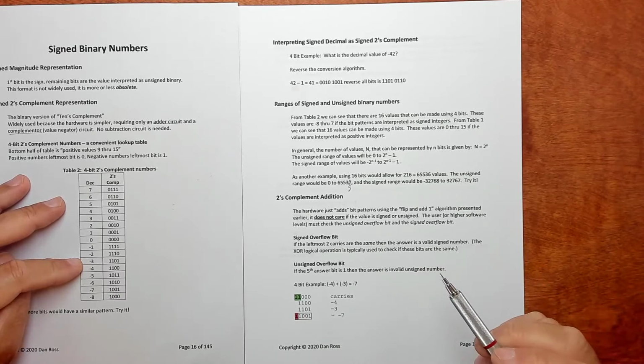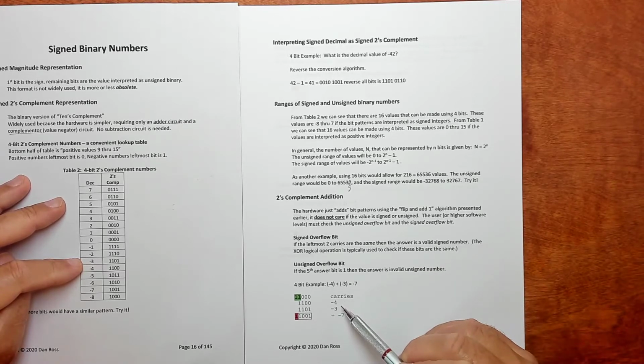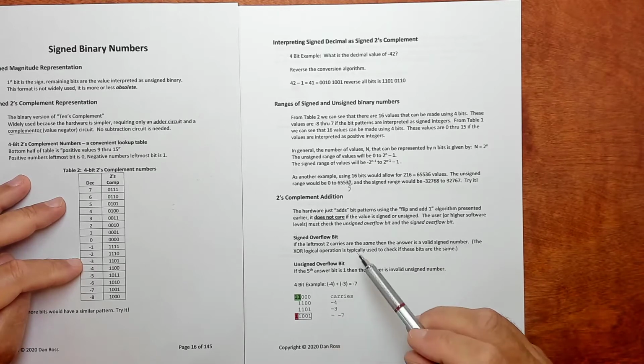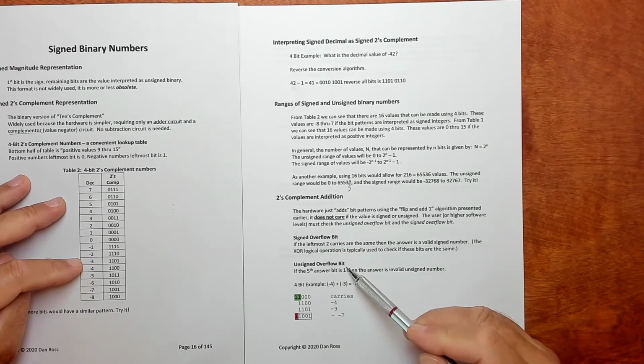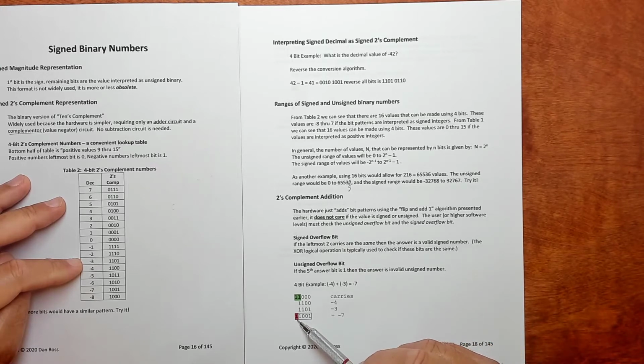So is the answer any good? It depends on whether you're interpreting the answer as signed or unsigned. There are 2 bits that you look at: the signed overflow bit and the unsigned overflow bit. This down here is the unsigned overflow bit, which is basically just telling you if the answer is too big to fit in 4 bits, which in this case it is. And then there's the signed overflow bit, which is generated by looking at these 2 bits, and it looks to see if these 2 bits are the same.